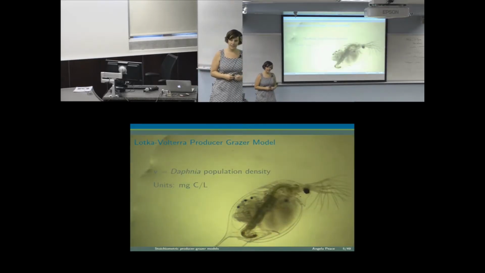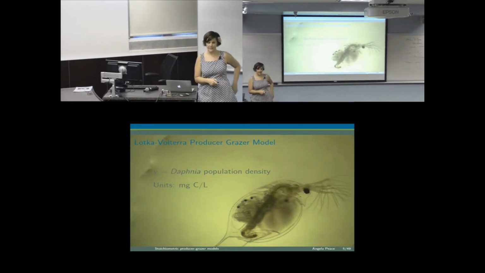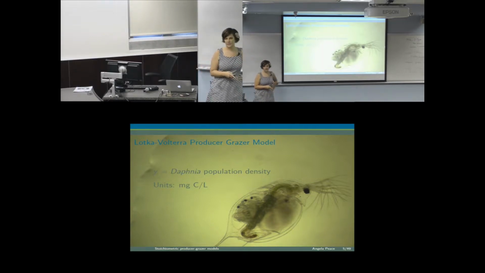Y, our grazing population, that's going to be a Daphnia. Here's a Daphnia magna. You can kind of see on the slide, the green gut here is filled with algae, so it is grazing on that green algae. Again, Y is going to be our Daphnia population, our grazer, and it's in units of carbon per liter also.